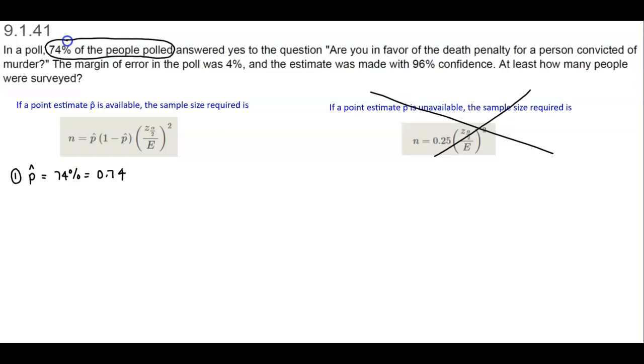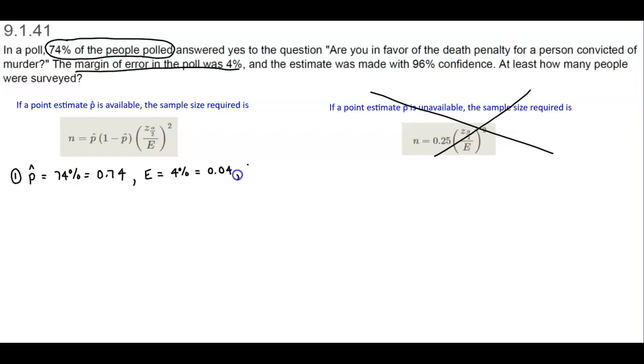Okay, now, the other thing that we need to know is, do we know what the margin of error is? Well, the margin of error is given as a percent, 4%. So we need to convert that into a decimal, and 4% as a decimal is 0.04.